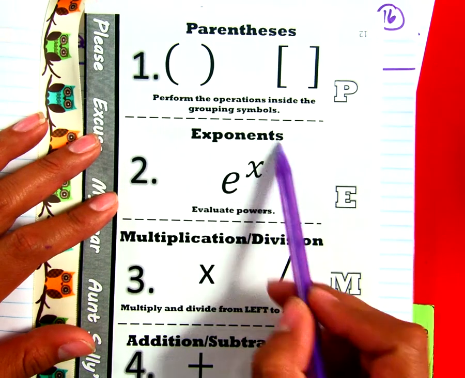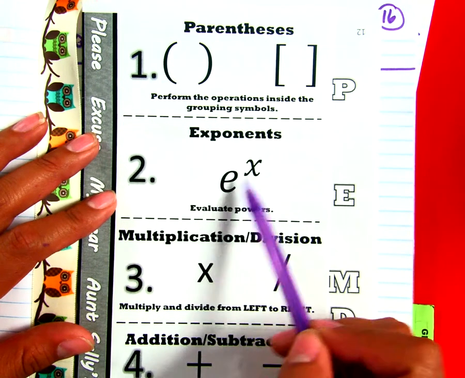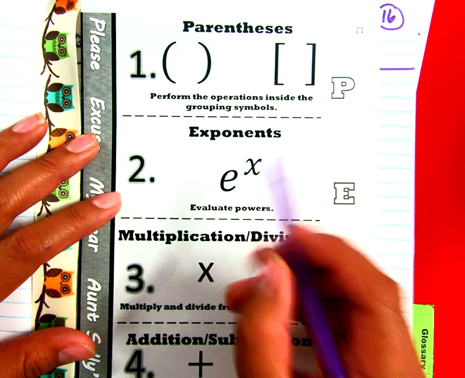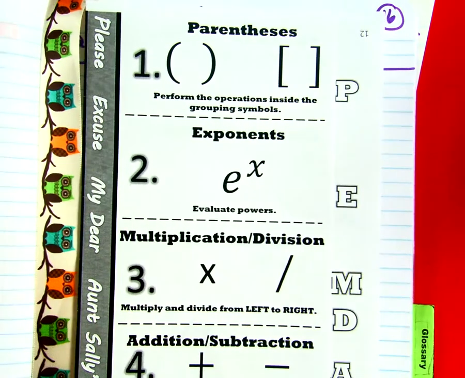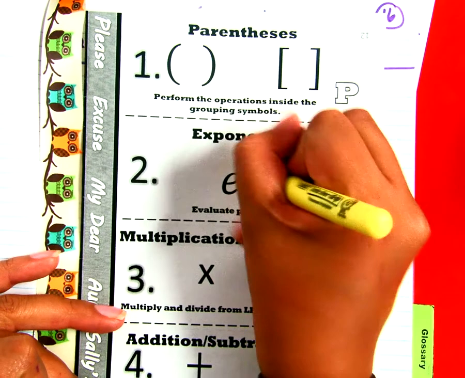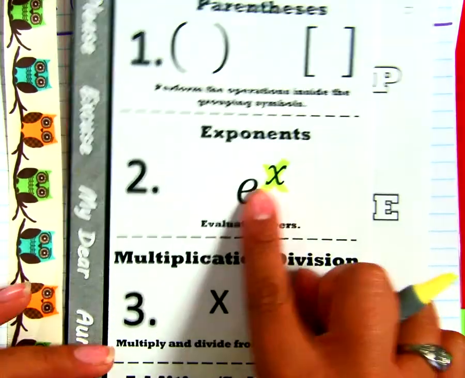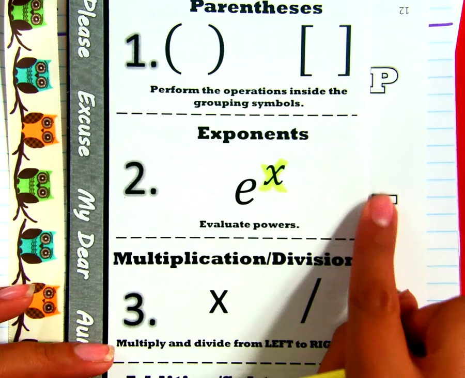Which one is the exponent here? The E or the X? The X, right? So if you see an exponent, so like this X here, right? That would be your exponent, the X. Then you know that that's the second thing you would do, okay? And there's an E for exponents.